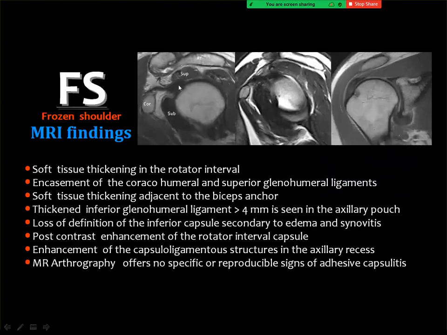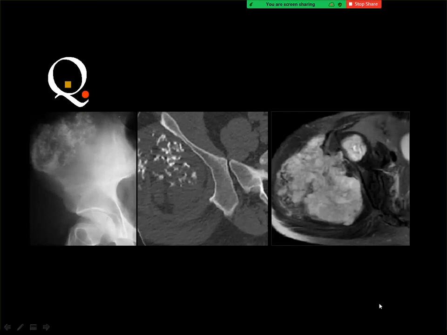Then this is the normal appearance. You've got the coracohumeral ligament, the rotator interval, and the fat. But here you see that the coracohumeral ligament is markedly thickened and the fat is obliterated. If you go to the coronal image, you see that the inferior glenohumeral ligament is markedly thickened and shortened. These are the signs of the frozen shoulder.